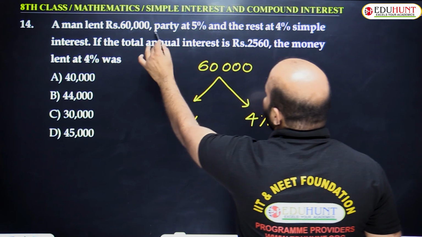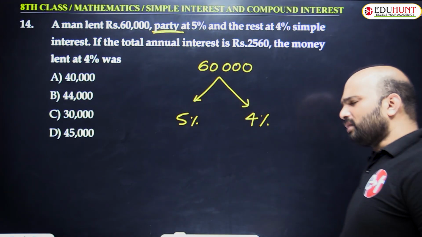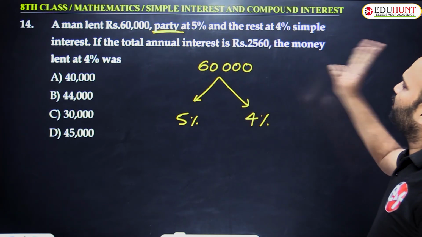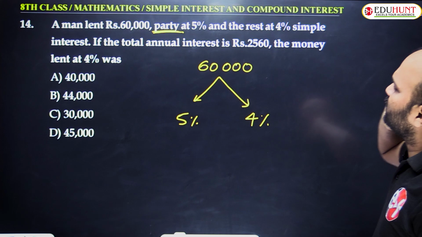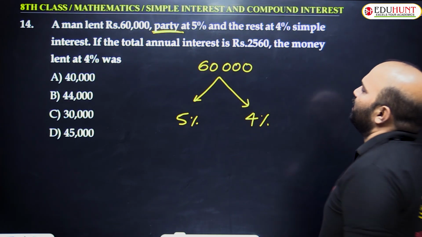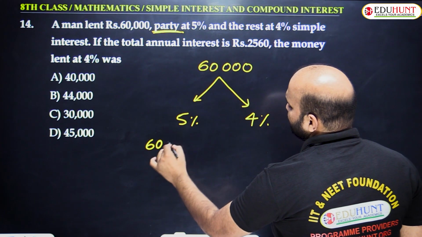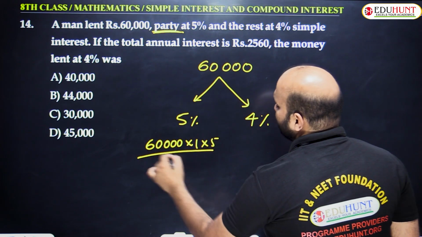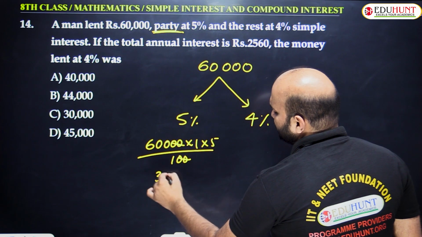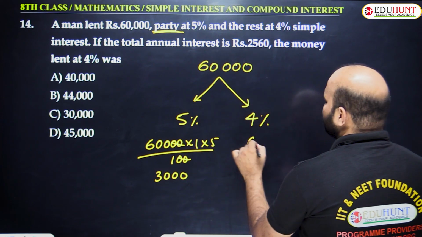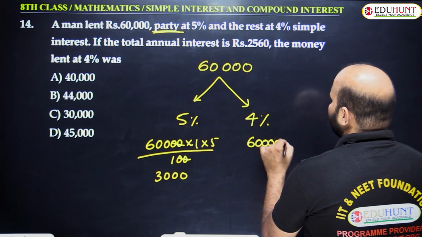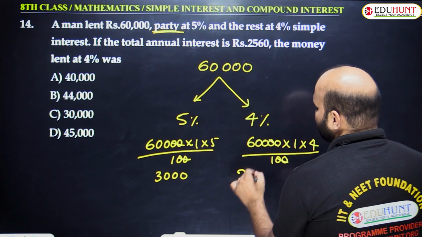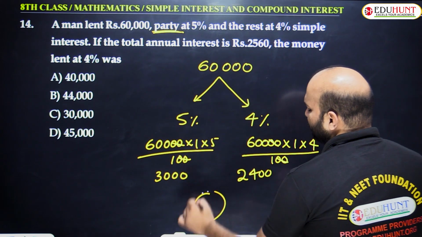The first part is some of the money; you don't know the exact part. So some money is given at 5% per annum, and the rest at 4% simple interest. So firstly, what do I take here? Total 60,000 rupees lent at 5% per annum for 1 year, PTR by 100, that is 3,000 rupees. On the right side, total 60,000 rupees lent at 4% per annum for 1 year. So how much interest? 2,400.